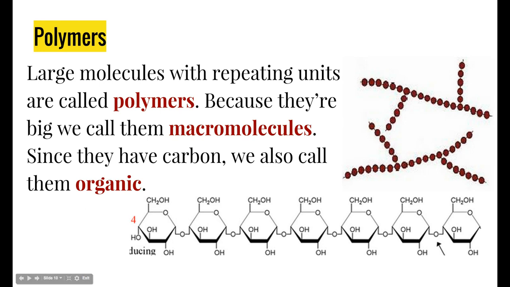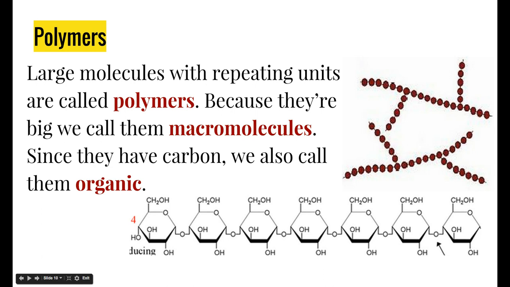Now, in order to look at the structure and understand, we need a little bit of vocabulary. So we're on part 2, unit terminology. The first term we need to be familiar with is polymer. Large molecules are made up of repeating units, and those large molecules are called polymers. Because they're big, we call them macromolecules. And since they have carbon, we're going to call them organic.